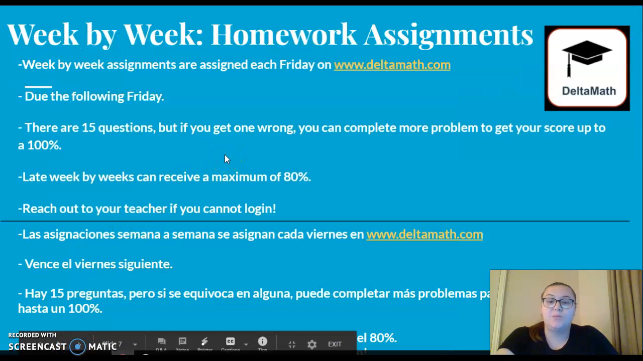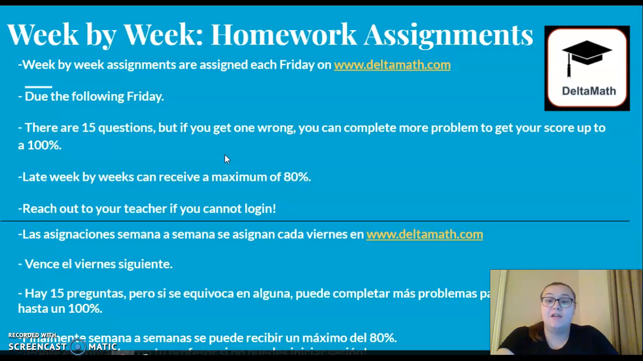Students are also assigned homework assignments, week by weeks. They do have time in class to complete them. Week by weeks are given on Delta Math each Friday and are due the following Friday. There are 15 questions. If a student gets a question wrong, they can complete more to get their score back up to 100%. Late week by weeks can be turned in for a maximum of 80% credit. If your child cannot log in, please reach out to me.